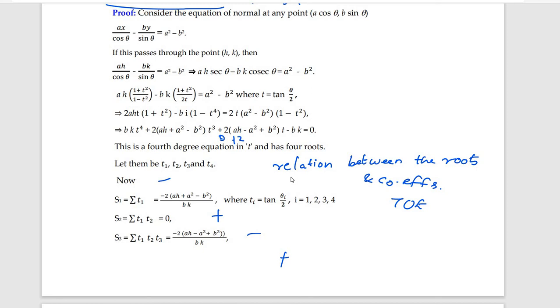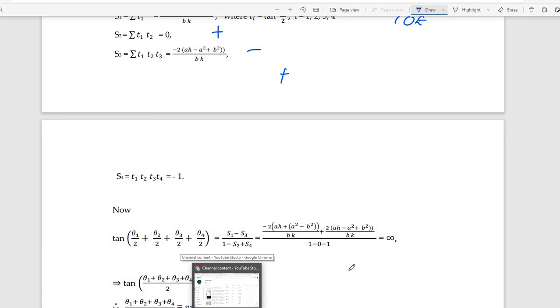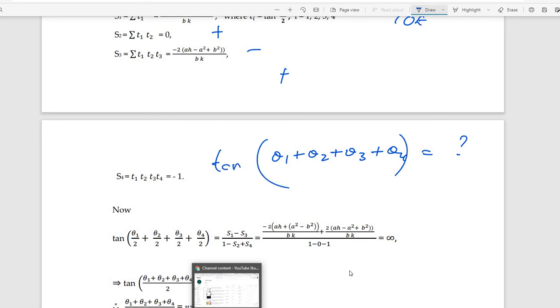The third one is the sum of the products of the roots taken three at a time, and then the product of the roots. If you look at this, minus bk by bk, so you get minus 1. Now your aim is to have theta 1 plus theta 2 plus theta 3 plus theta 4 as something. In order to have this, we cannot directly proceed, so we have to consider the tan of that. Here we have the relation with theta 1 by 2, theta 2 by 2, theta 3 by 2, so we have to consider tan of this.